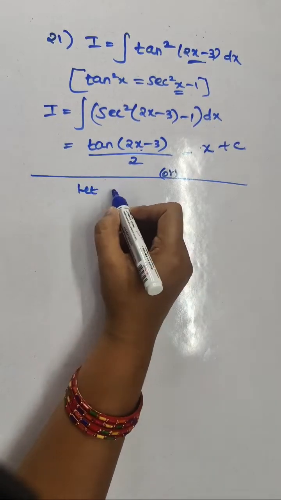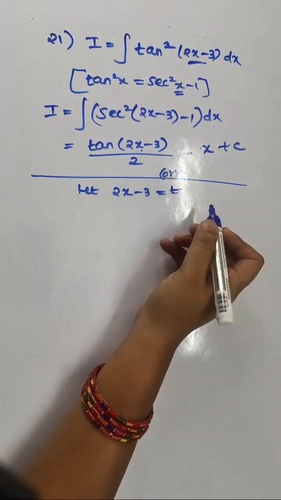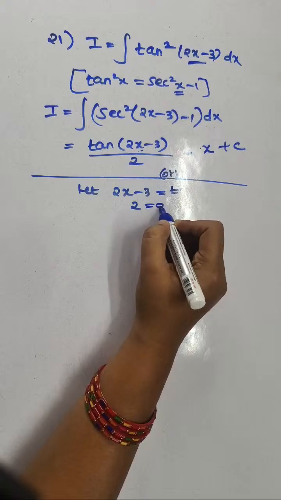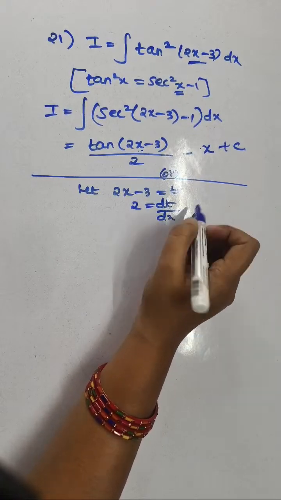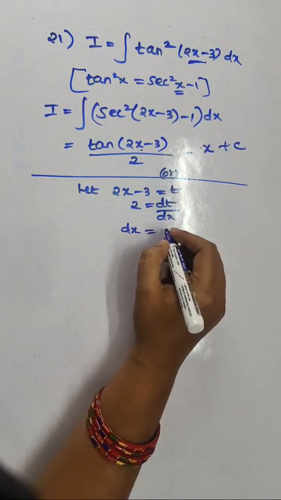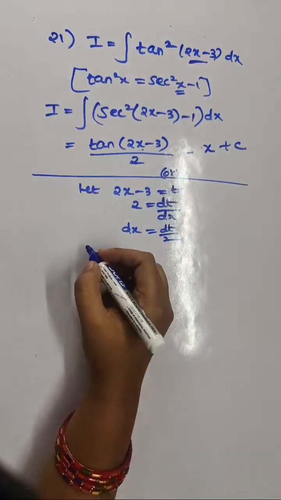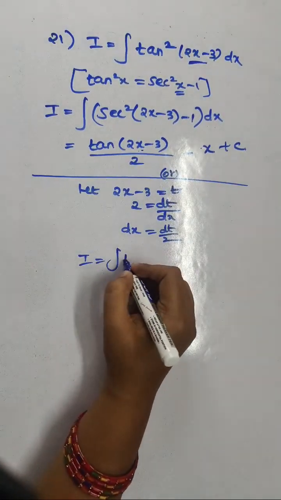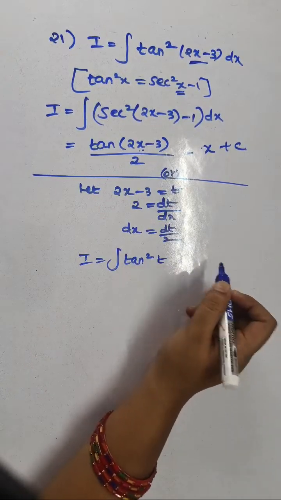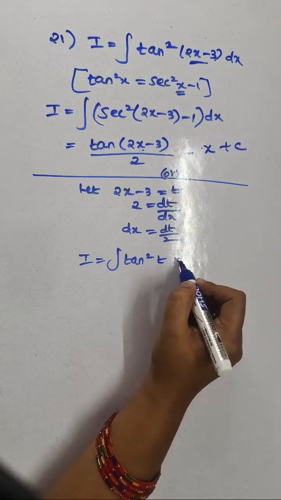Here you will take 2x minus 3 as t, differentiate both sides with respect to x. So you will get 2 equal to dt by dx. Since we don't have 2 in the given question, take that 2 to the right side. So that will become dt by 2. Now the question becomes tan square t, in place of 2x minus 3 we have taken it as t, into dx, you have dt by 2.